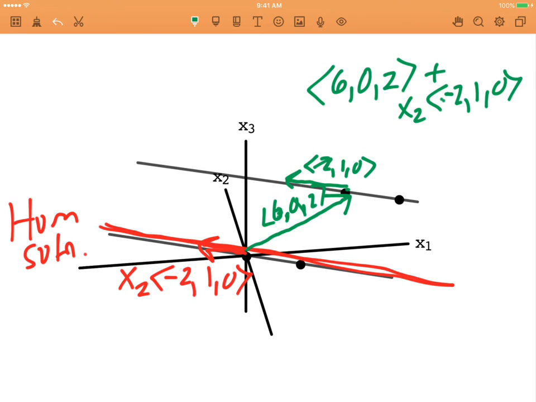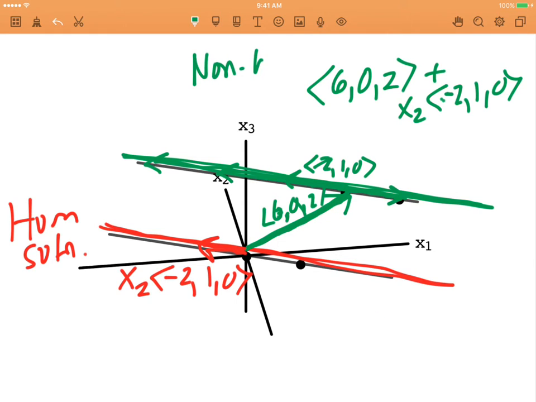Now, the negative 2, 1, 0 has this x2 in front, which means we can take really any multiple that we want of negative 2, 1, 0. But we can't change the 6, 0, 2. So we can take 6, 0, 2 plus negative 2, 1, 0, or 6, 0, 2 plus 2 times negative 2, 1, 0, or 6, 0, 2 plus 3 times negative 2, 1, 0, or 6, 0, 2 plus negative 1 times negative 2, 1, 0. So now our solution set is this whole line, and this is the non-homogeneous solution set.